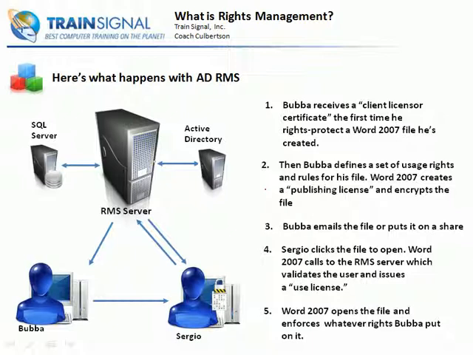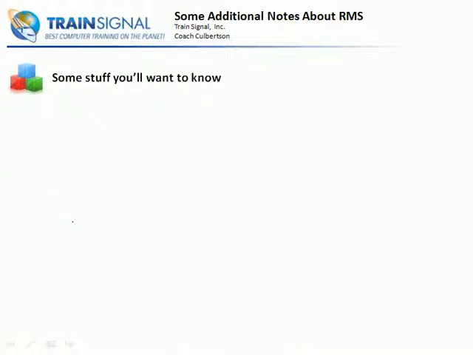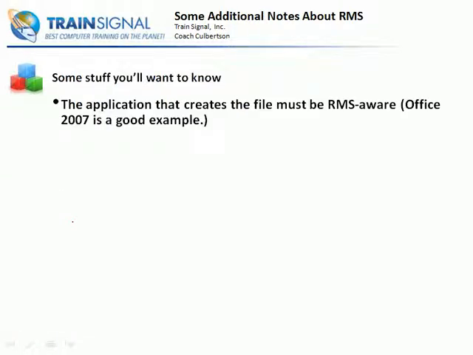So that's a basic idea of what happens with RMS. Again, the user gets to decide who gets to read and so on, and we are utilizing Active Directory and SQL Server to authenticate and decide who gets to do what with the document. All of this is made possible, though, by this RMS server and the certificates and licenses that it creates. Notice that there's something missing there, and I'll talk to you about that in just a second. Some stuff that you need to know.